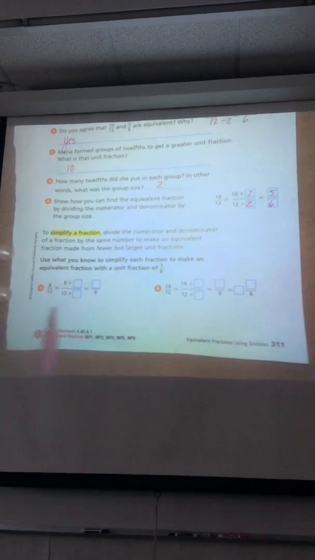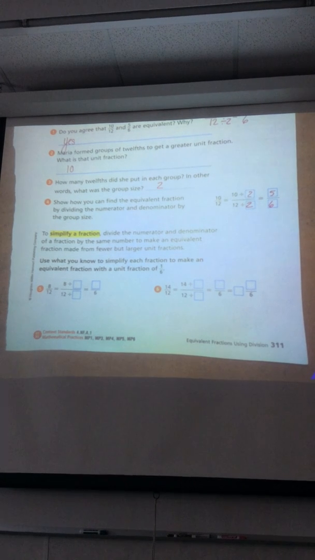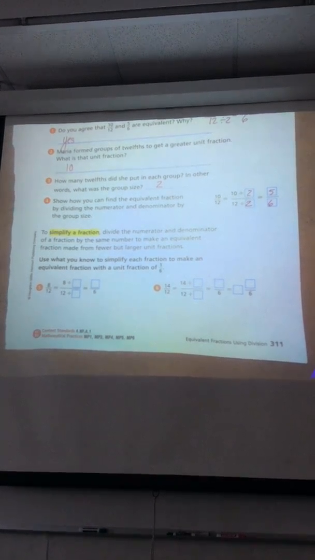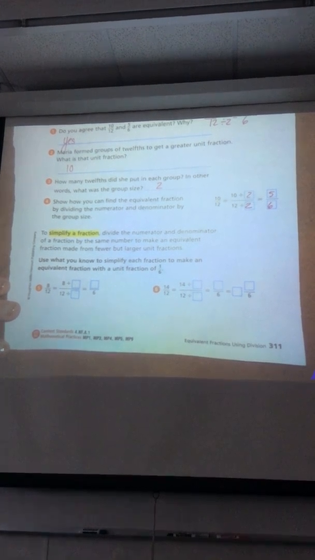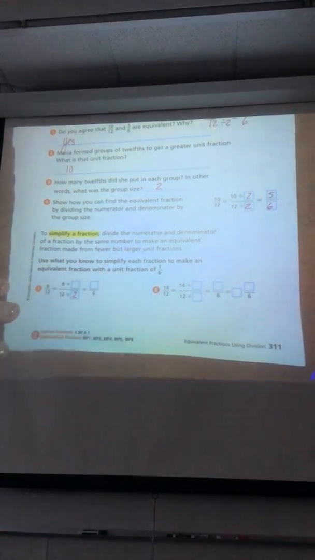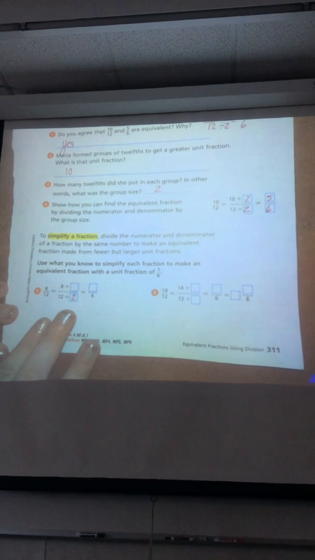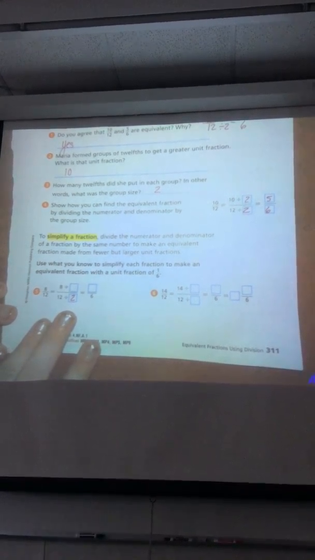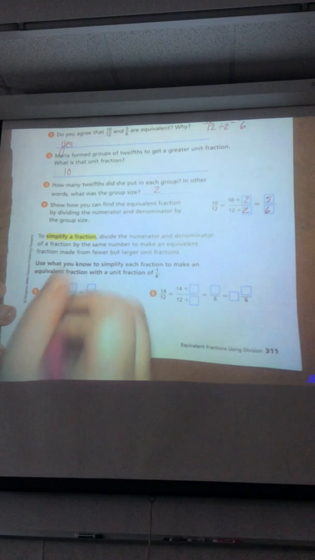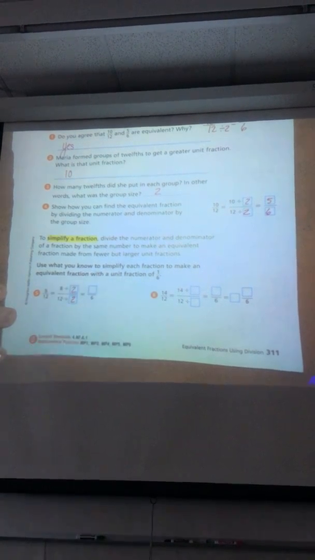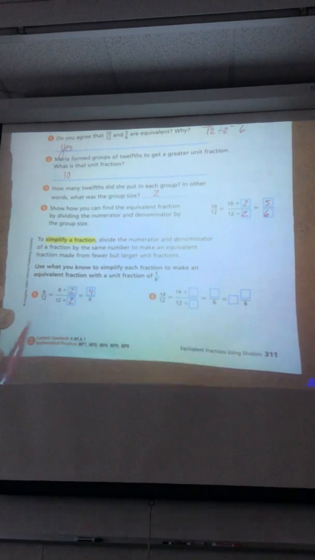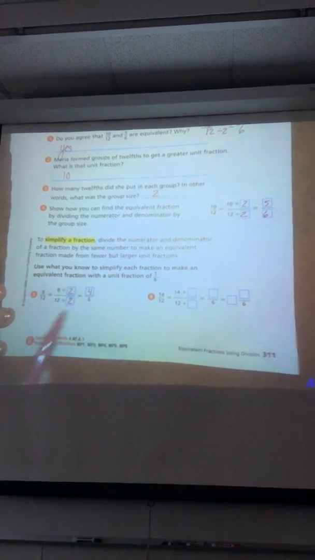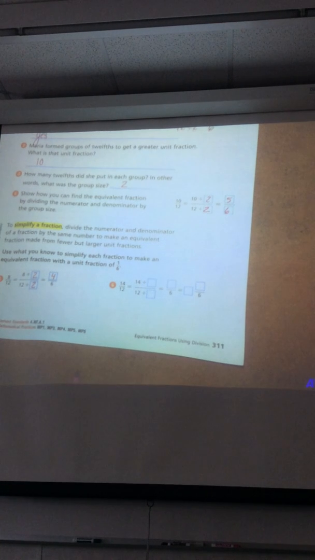Okay, so use what we know to simplify each fraction to make an equivalent fraction with a unit fraction of 1/6. So let's think about this. 12 divided by what equals 6? Okay, if you said 2, you would have been right. So if I divide my denominator by 2, then I have to divide my numerator by 2. So I'm going to do 8 divided by 2. So 8 divided by 2 equals 4. So 8/12 equals 4/6.